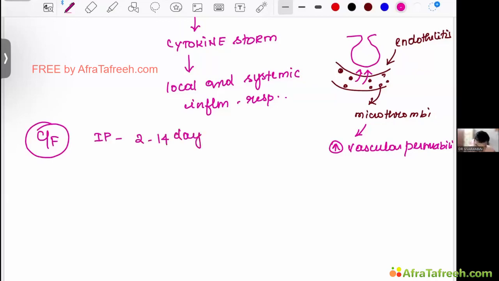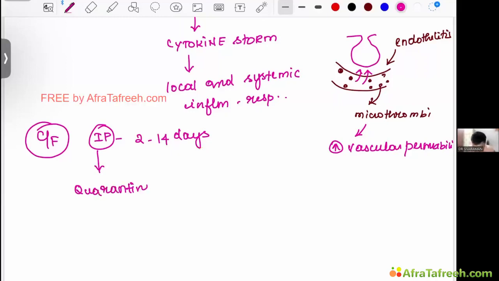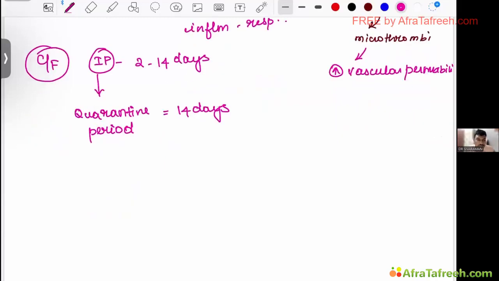Without COVID, no one would have lived life in 2020 and 21. For that reason, the quarantine period is 14 days in COVID. So the incubation period is around 2 to 14 days, and the median incubation period is 5 days. Our average is going to be 5 days. So what is the infectivity period?